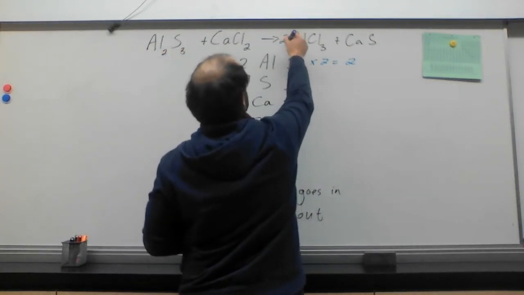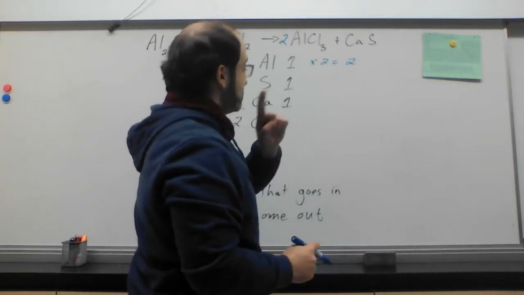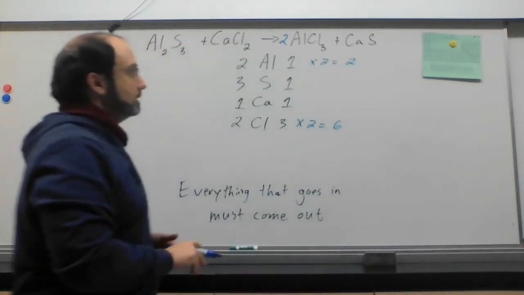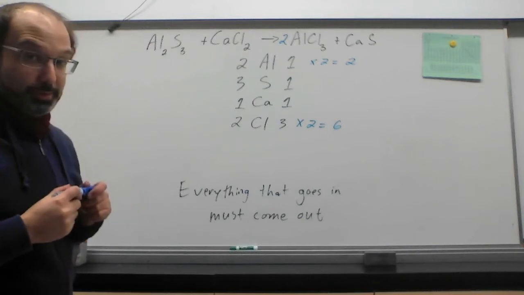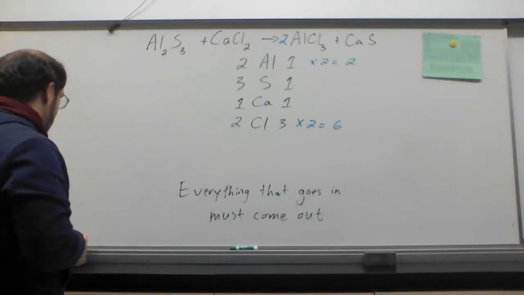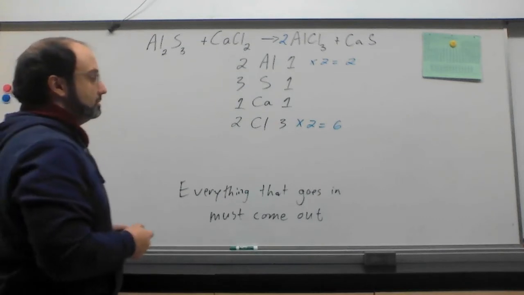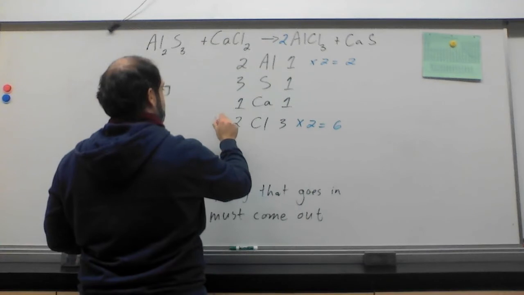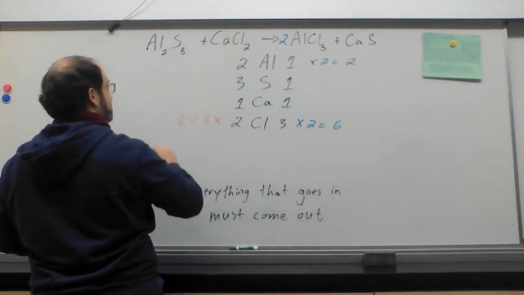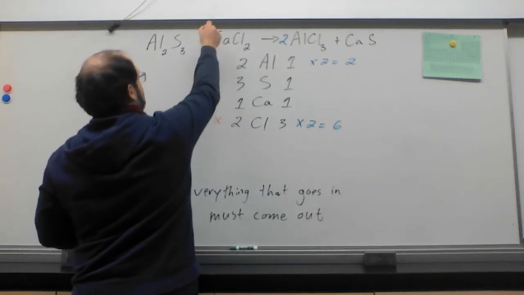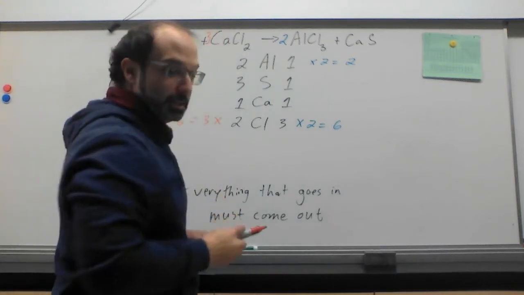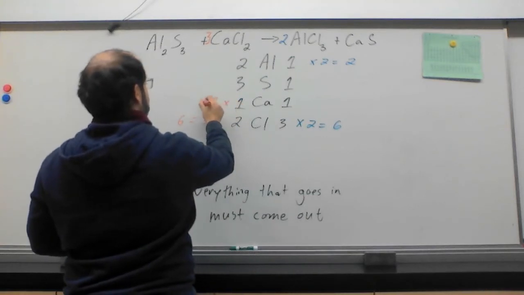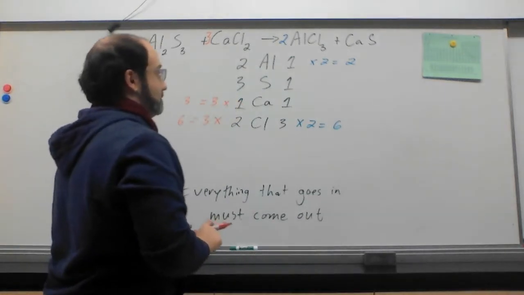That means I'm going to put a 2 in front, which means I'm also going to affect the chlorine. It's also times 2, making 6. Okay, now that fixed the aluminum, but it broke the chlorine. That's annoying. Let's try fixing the chlorine now. I've got to multiply this side by 3 in order to make 6. So I find my chlorine, I'm going to put a 3 in front. If I do that, I'm going to get, of course, times 3 on the calcium. Ugh, now the calcium's broken.